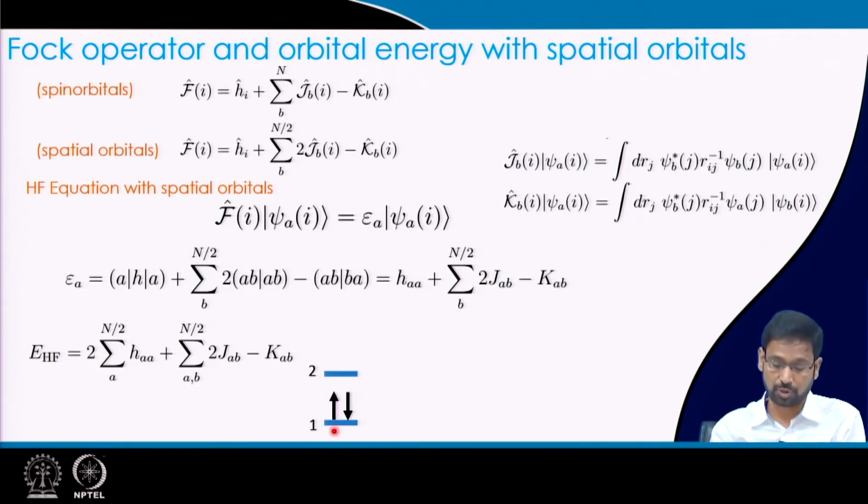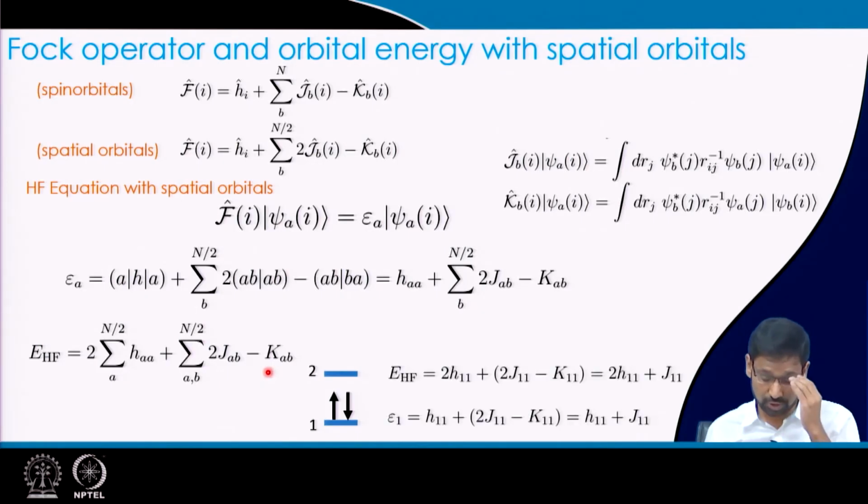So that means 2 H11, because I see that 2 electrons are occupying spatial orbital 1. Each electron occupying spatial orbital 1 will contribute to the core energy as H11. Since there are 2 of such, I will get 2 H11 plus... what are A and B? A and B are the spatial orbitals. Since I have only one spatial orbital which is being occupied here, A and B are simply 1. So the second term will be 2J11 minus K11. So this is the term I get: twice H11 plus 2J11 minus K11.